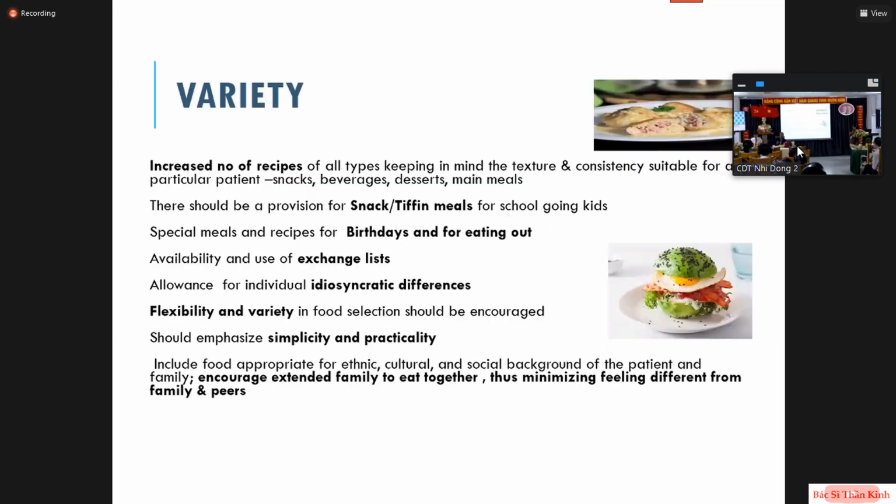So can we actually improve the compliance? Yes, there are certain things that we can do to improve the compliance. And the first and the foremost thing is to add variety to the patient's diet. So there has to be an increased number of recipes, keeping in mind the texture and the consistency that is suitable for that very particular patient. It could be a variety of snacks, beverages, desserts, main meals. And then for school-going kids, one has to provide snack or tiffin meals. Then there would be birthdays and eating outs, and special meals and recipes should be provided for that.